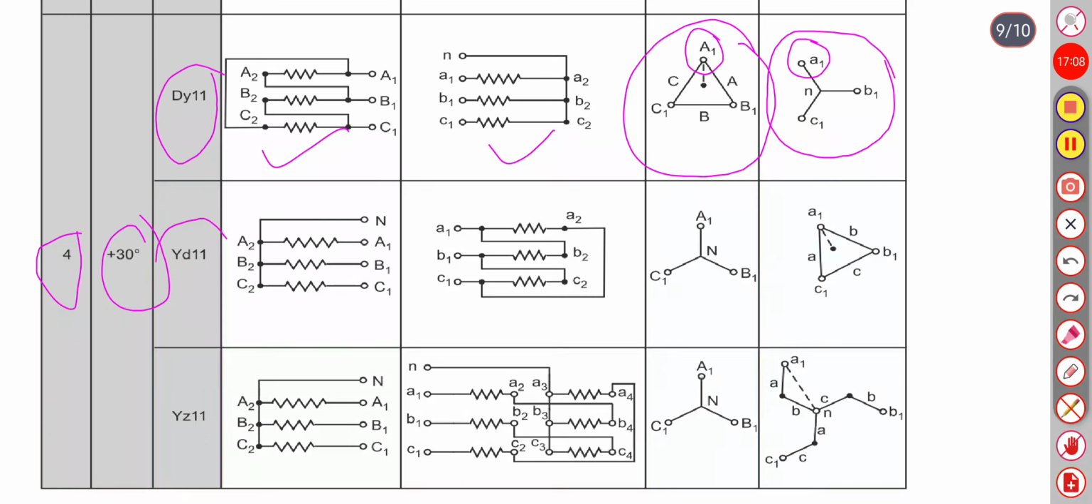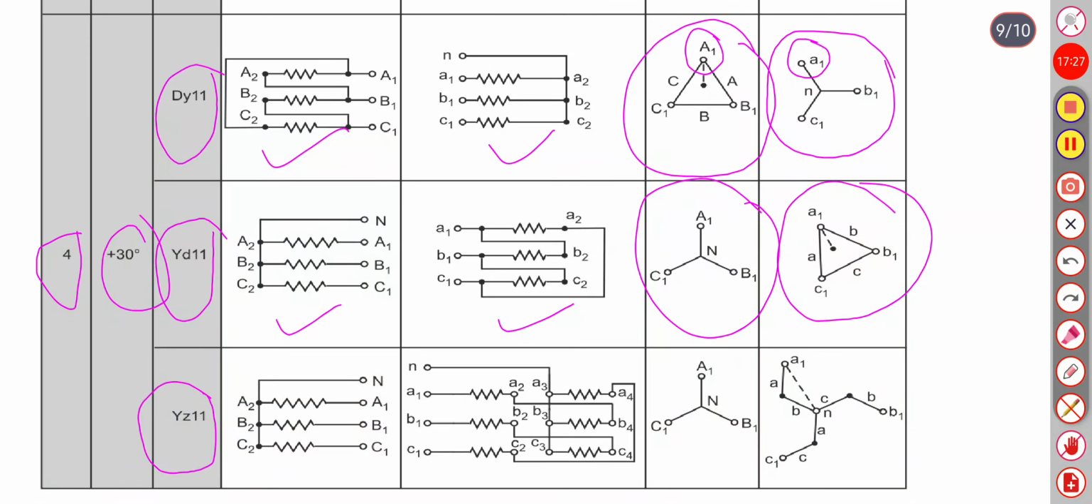Now YD11, HV winding is in star, LV winding in delta. This is the phasor diagram of LV and HV. This is the YZ11, HV winding in star, LV winding in zigzag, and this is the phasor diagram.